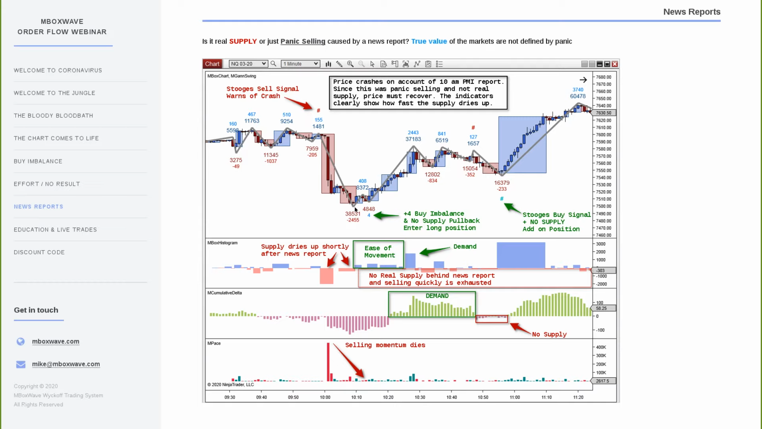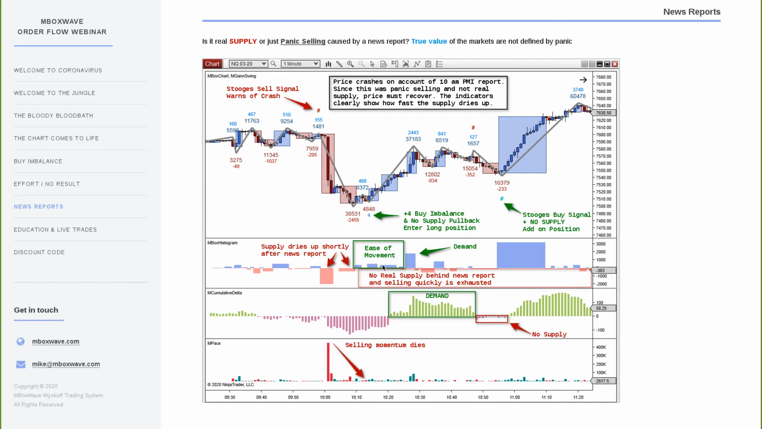We get here, and then we see this +4 buy imbalance. Not only is there a buy imbalance, look at this. We went from minus 2,455 to +4. It evaporated. All the selling evaporated, and it evaporated very quickly. So this is a buy imbalance. It's also a no supply pullback because there's no supply. Look, minus 2,455 to plus 4, that's no supply. We would enter a long position here.